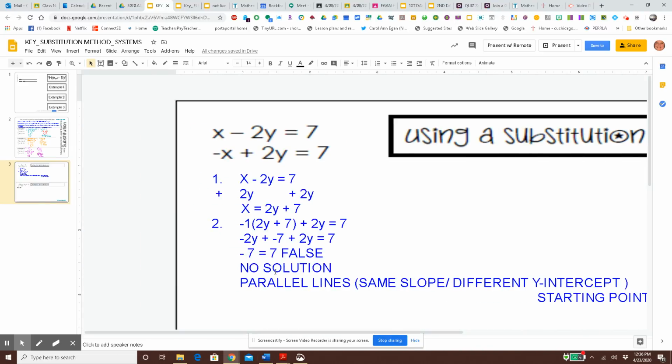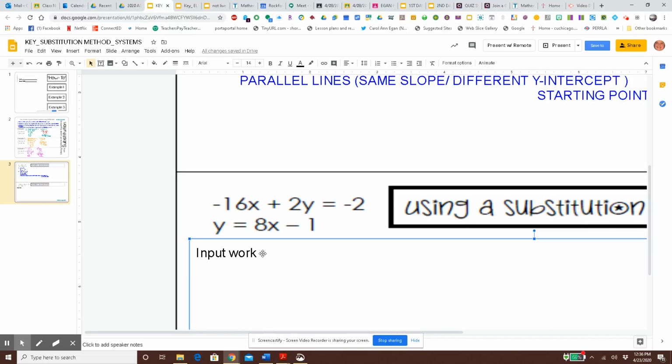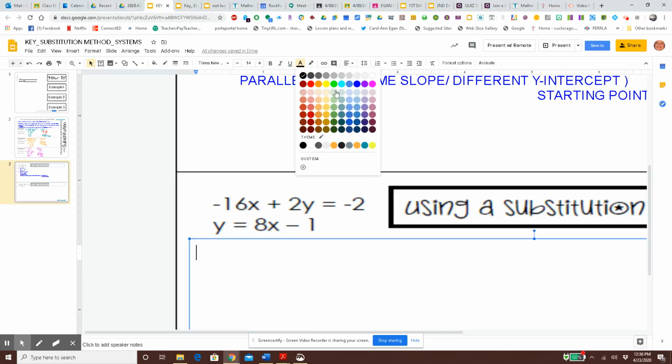Let's move on to our next problem, or our last problem on this page. Almost done with the work for today. Get rid of that. I really like that purple, so I'm going to go back and use that purple. You know me, I like things colorful.